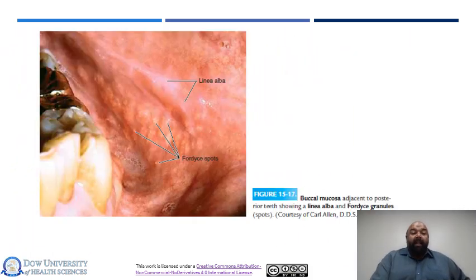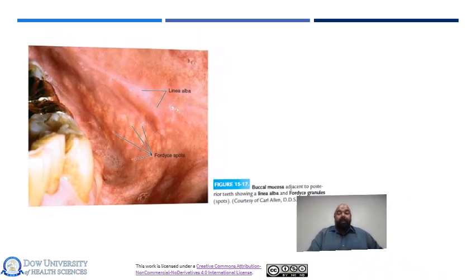We can see the linea alba here, which represents a hyperkeratinized area in between where the occlusion takes place. Then we have the Fordyce spots here, which are on the inner side of the cheek. These Fordyce spots usually appear during the puberty stage. And there's nothing wrong with them. This is just normal sebaceous glands, and there's nothing to worry about.